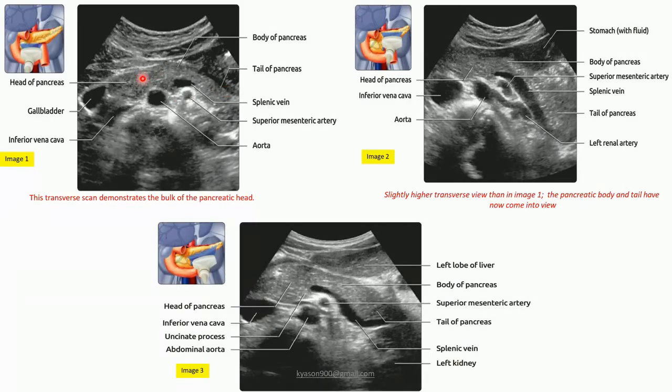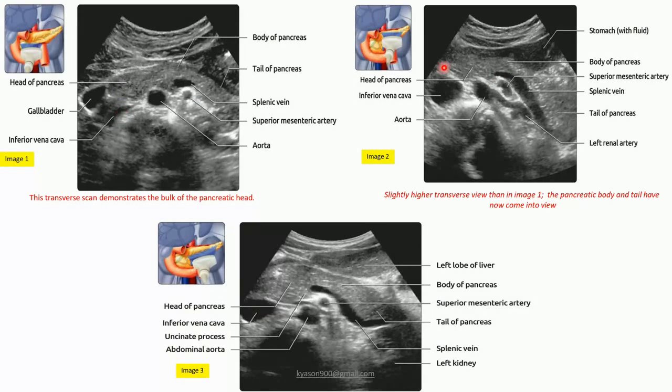You can see the body here. Behind it, we have the splenic vein. Behind it, we have the abdominal aorta. Behind it, we have the superior mesenteric artery. That artery there has bright tissue around it. Posterior to the head, as we mentioned, we have the inferior vena cava.